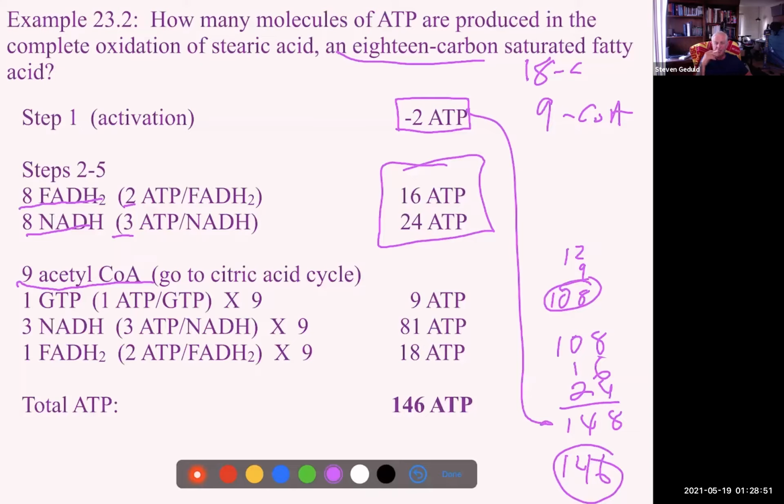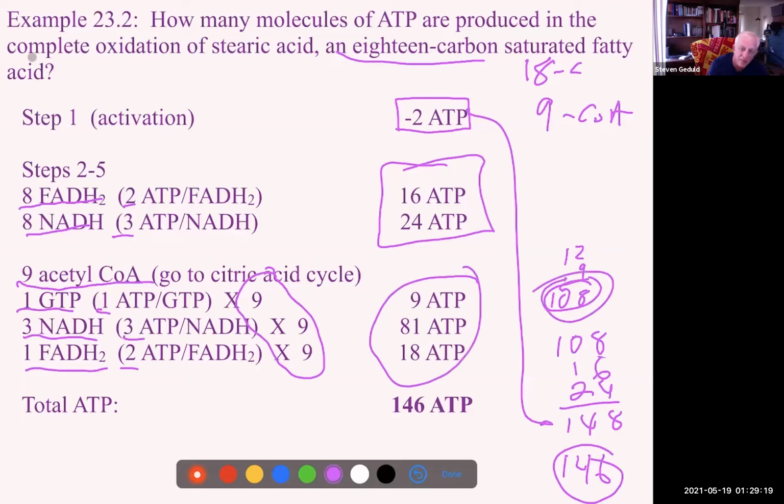Okay. So you can break it down either way you want. You can realize that there's going to be 12 ATPs produced per citric acid cycle, or 1 GTP, 3 NADHs, and 1 FADH2. A GTP gives you 1 ATP, an NADH gives you 3, and an FADH2 gives you 2. And you're going to run it 9 times. Or you can say that there's 12 ATPs produced every cycle, and you run 9 cycles. So this is 108, this is 108. Either way is the same thing. And then it takes 2 to start activating it.